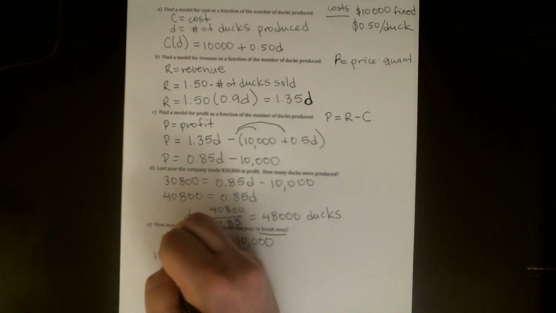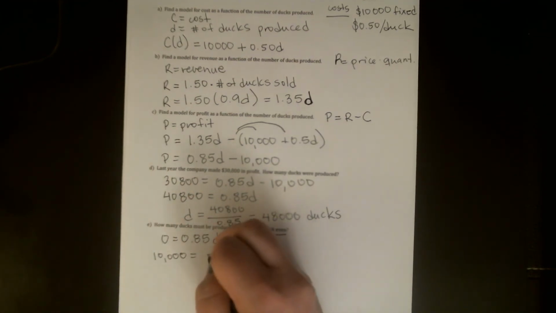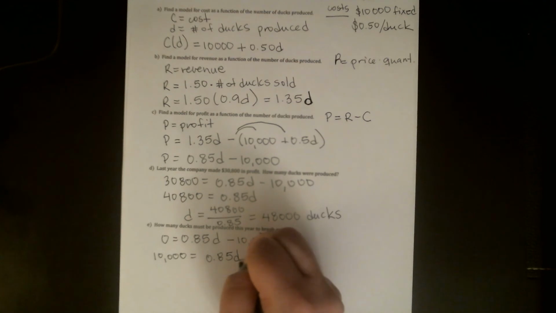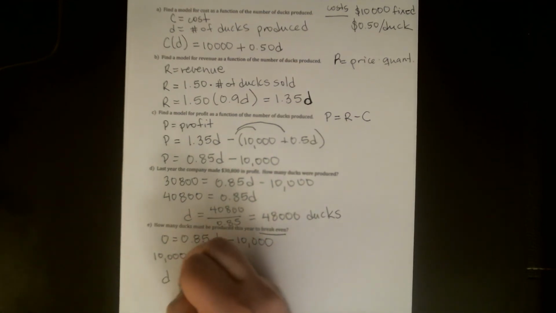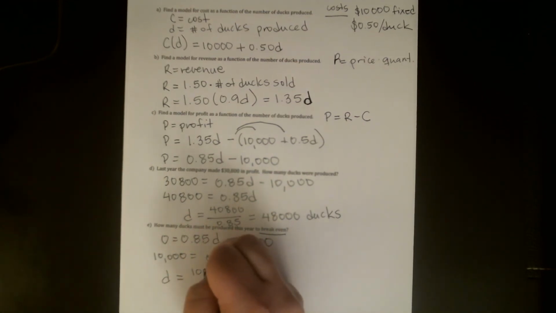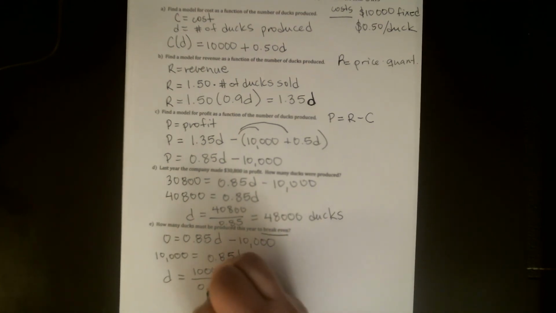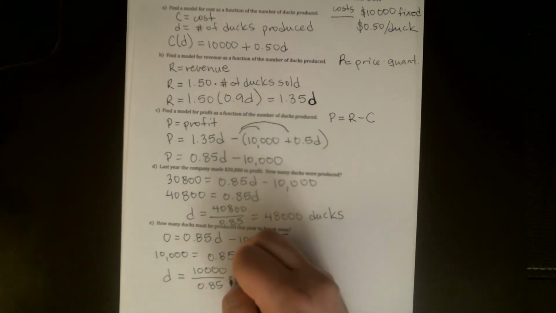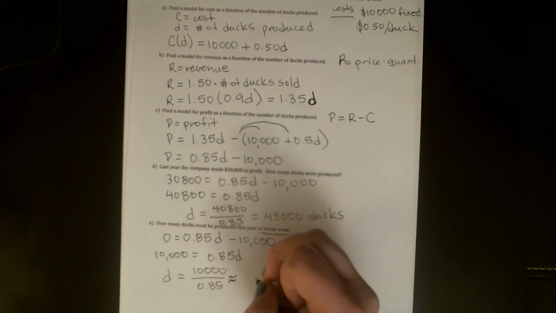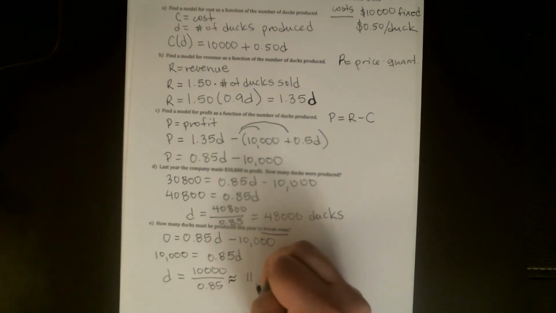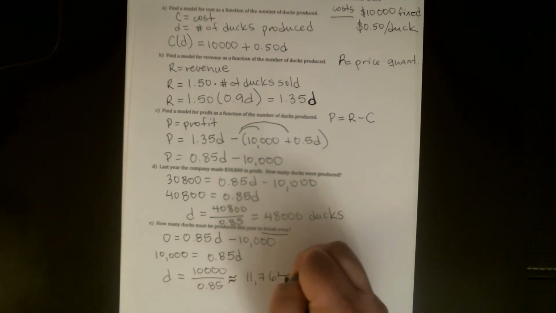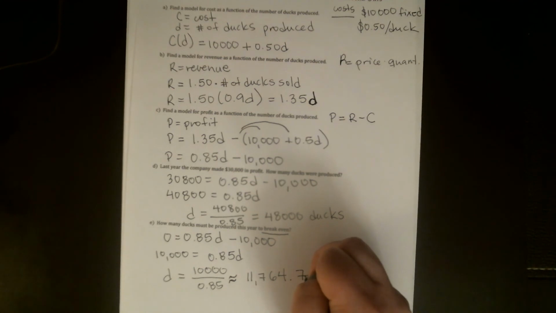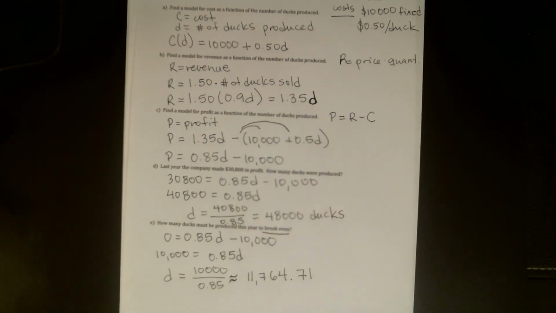I need to add 10,000 to both sides. And then I need to divide by 0.85. I'm just flip-flopping sides here so that I have room to tack on units when I'm all done. This is not required. 10,000 over 0.85. And here we're going to have an approximate. We actually do have to round a little. 11,764.71 even is what I get.